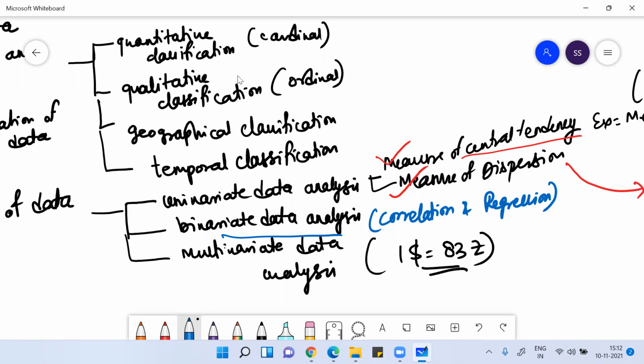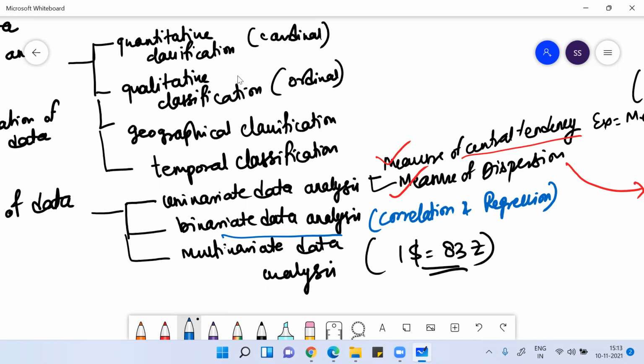Multivariate data analysis we study more or less at postgraduate and PhD levels, where, for example in macroeconomics, we use econometric techniques to find the relation between different variables that together affect a single variable, and how they are impacting the value of that variable. So these are the basic terminologies we use in the analysis part.